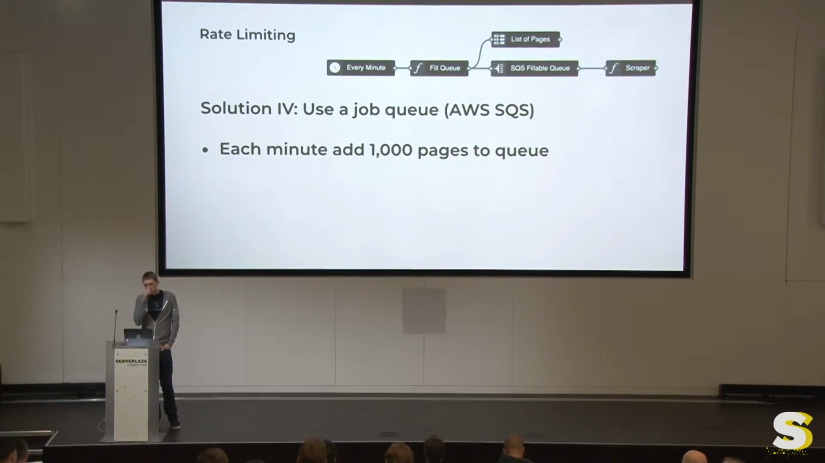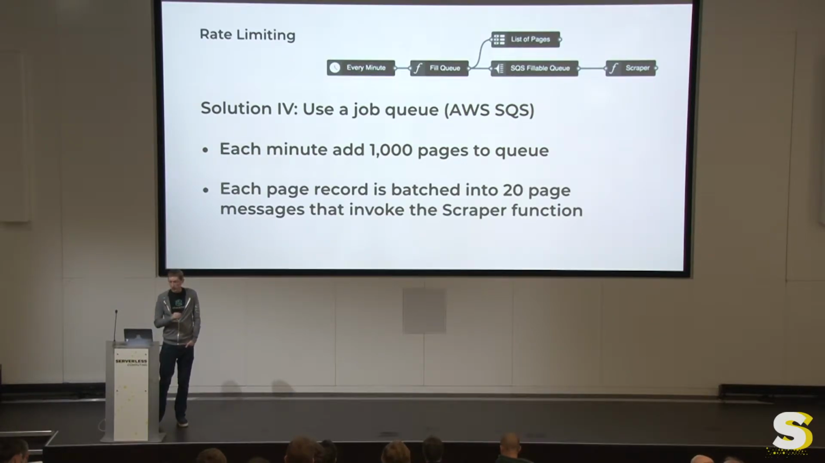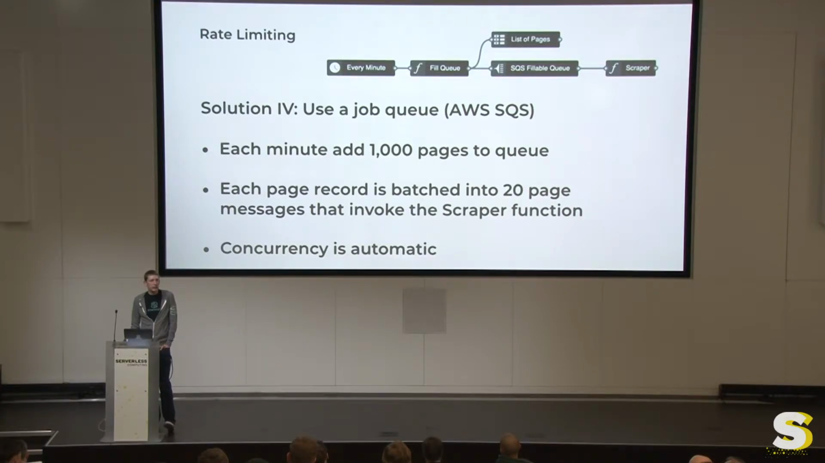So this becomes somewhat more trivial now. We've got the ability to add, every minute, 1,000 messages to the queue. And each of those page records is batched into 20-page messages that are going to invoke our scraper function. And this just happens automatically. For concurrency, the queue is just going to create those batches, and it's going to fire off as many functions at a time as it needs to. On top of that, if you want to be really secure, you can use something called reserved concurrency that ensures that only an X number of functions is going to be invoked.